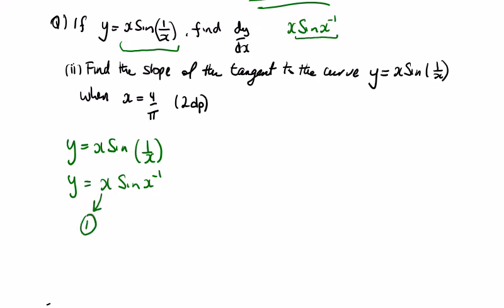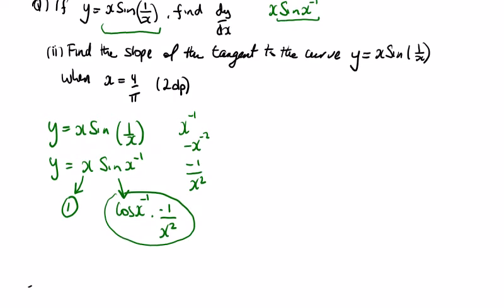So differentiate both. I'm going to get 1. Sine goes to cos. So cos x to the minus 1 times 1, if you wanted to put that in. And we have to differentiate x to the power minus 1, which is going to be minus x to the minus 2, which is minus 1 over x squared. So there is a product within this product rule. So that's times minus 1 over x squared. That's what that differentiates to. So I have my two parts.